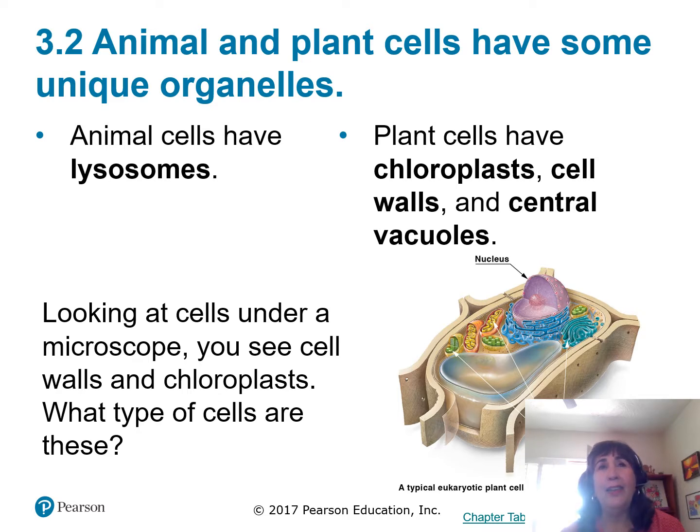Animal and plant cells have unique organelles. So for example, animals only have lysosomes. Those are those little stomachs. And on the other hand, plant cells have chloroplasts, cell walls, and central vacuoles. So that's how you can tell the difference between the two.